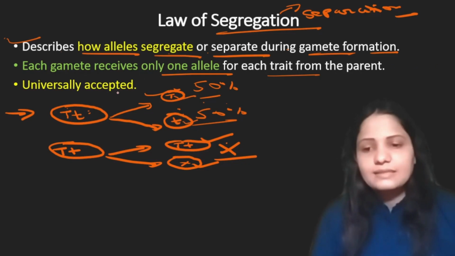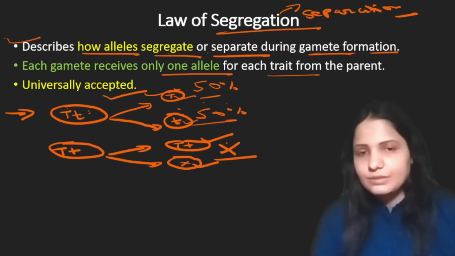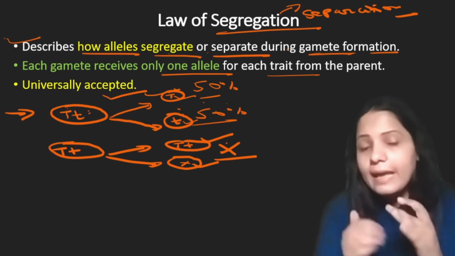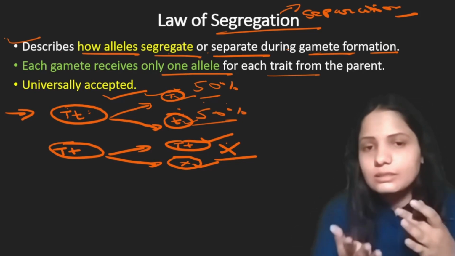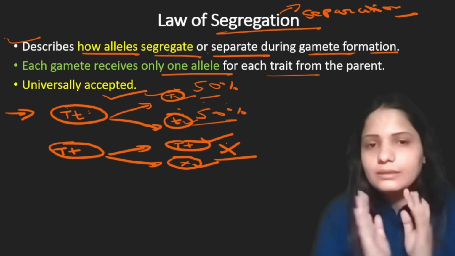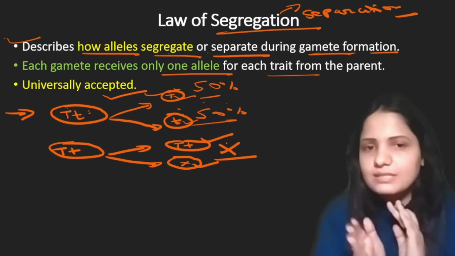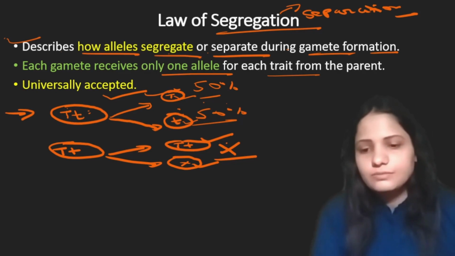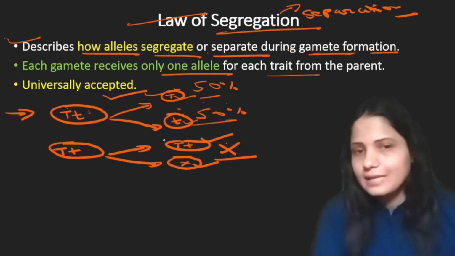This law of segregation is universally accepted. There is no exception in the case of the law of segregation. In the law of dominance, we have certain exceptions which you will study in higher classes. But in the law of segregation, we have no exceptions. This law is universally accepted, and this is very simple. This is all about the law of segregation.